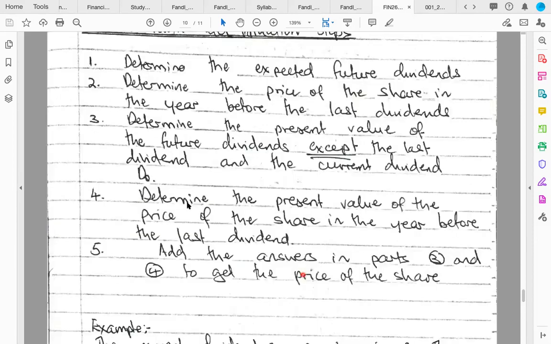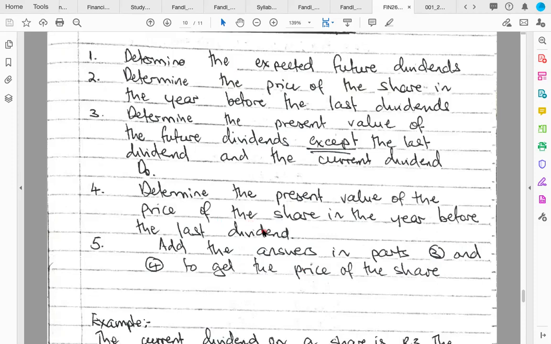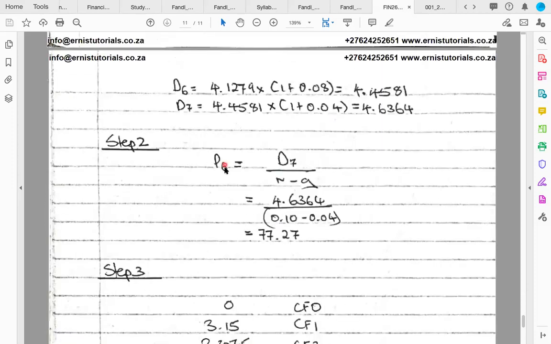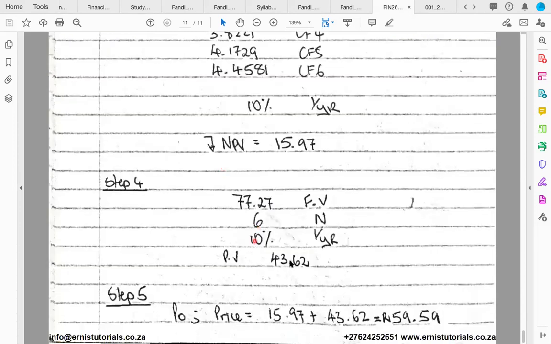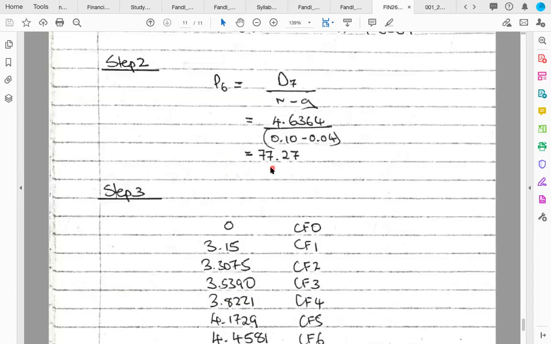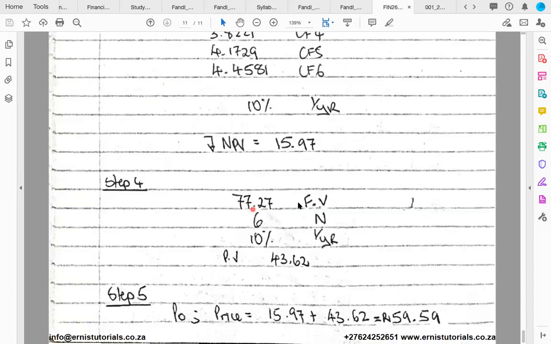And then step 4 says determine the present value of the price of the share in the year before the last dividend. This is the price at time 6. We need to bring it back to the price today at time 0. So we take this price of 77.27 as the price at time 6. 6 is the number of years. 10% is our required return. And then we get the price of 43.62.